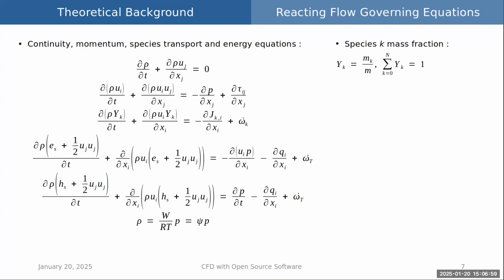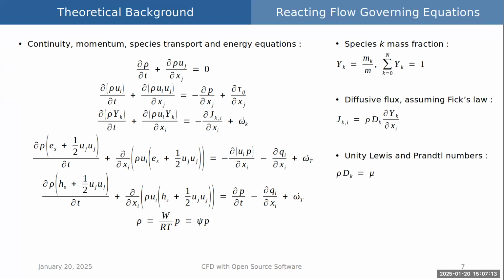The sum of all species mass fractions should be equal to 1. In OpenFOAM, in the species transport equation, we see the diffusive flux, and it's expressed assuming Fick's law, with the Lewis and Prandtl numbers equal to 1. So the diffusivity of each species is equal to the viscosity. This is wrong in most cases, and more precise diffusion models are required for better results. Finally, in the energy equation, we have the heat flux, which is expressed as follows, with lambda the heat conductivity of the mixture.